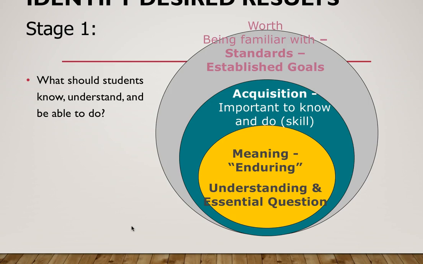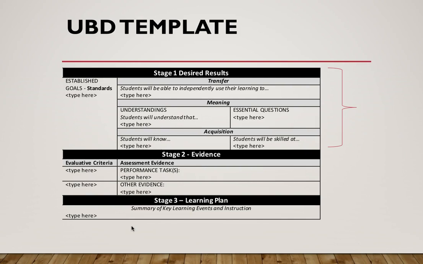So, Stage 1. This is what we're going to look at right now. And we're going to look at the template. What should students know, understand, and be able to do? So you want to think about what is worth being familiar with, what are the standards and goals, how should they do things, what are the skills, and what does it mean to endure and understand, and the essential questions. Have I said all that enough? I hope it's drilling into your head.